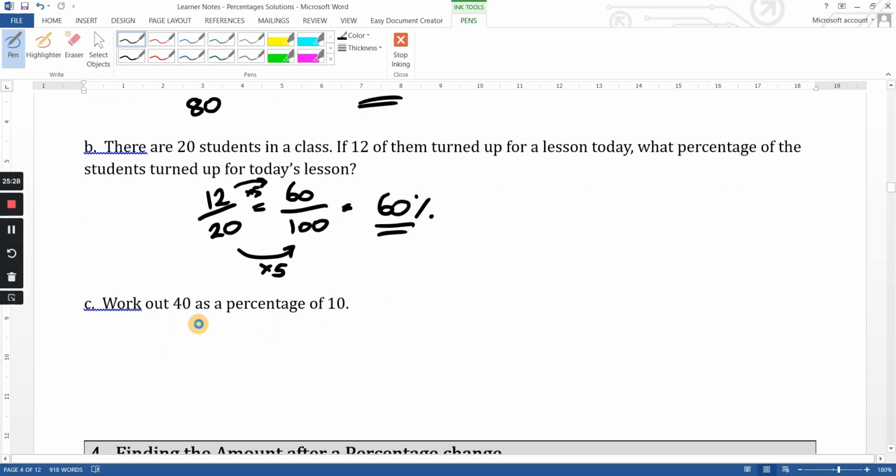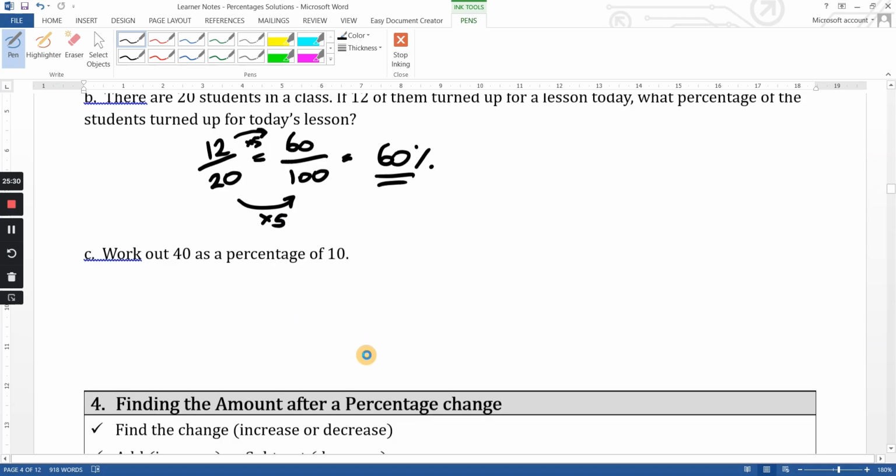Part C, work out 40 as a percentage of 10. Again, it's going to be out of 10, so it's 40 out of 10 as a percentage. That's going to be 400, isn't it? 400% as your answer. Again, if you did it the other way around and you got a different answer, if you got 25%, you're wrong. It should be 400%.